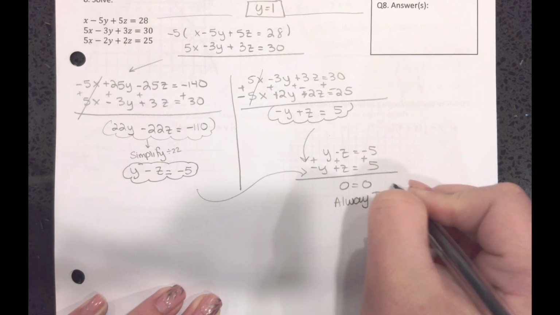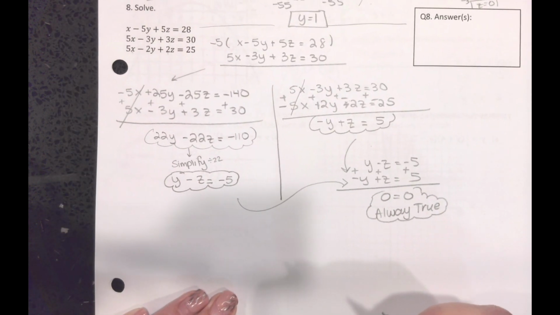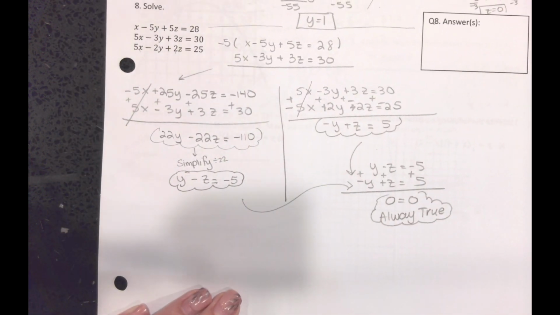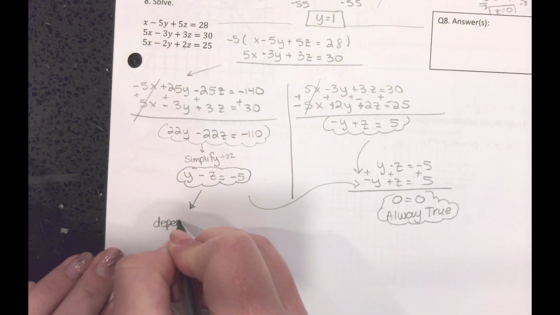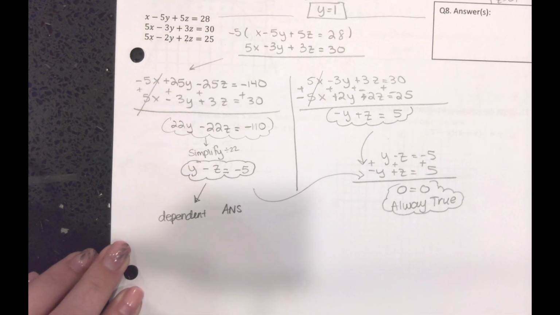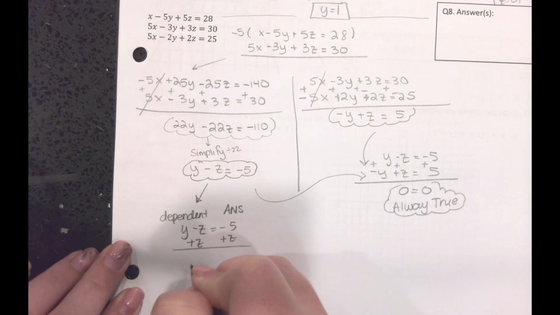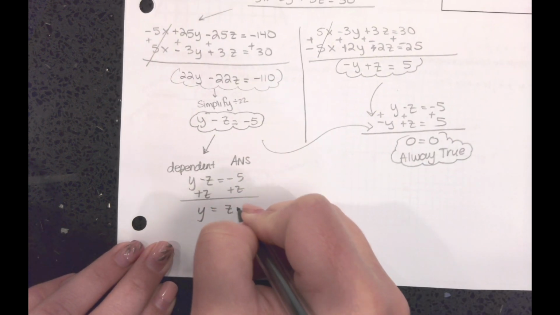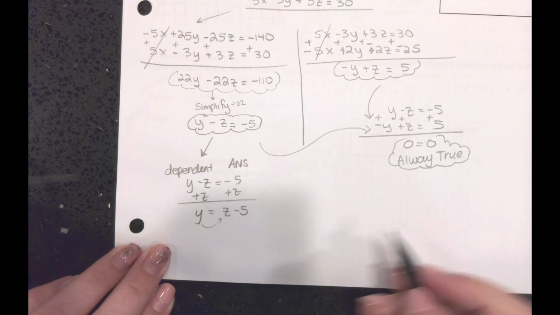Now remember, always true doesn't mean that's your answer. That means you have a dependent answer. This is like saying it's going to rain today. Okay, but show me proof, right? So we want to have a dependent answer. You can either solve for y or you can solve for z. If you solve for y by adding z to both sides, that means y is now dependent on z. If you were to solve for z, then z would be dependent on y. But y is dependent on z.